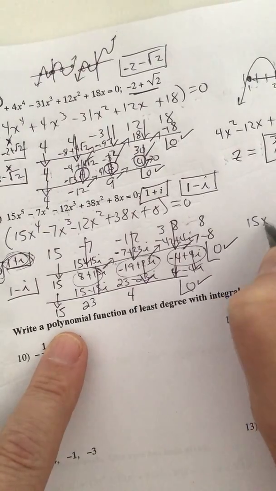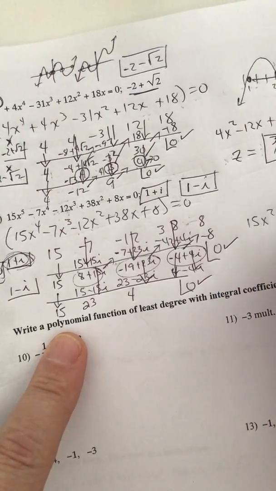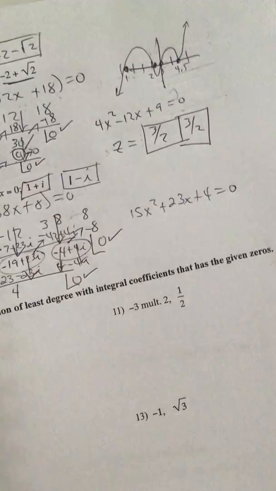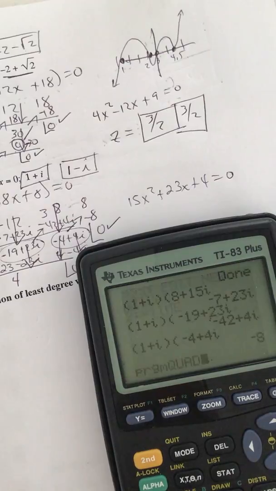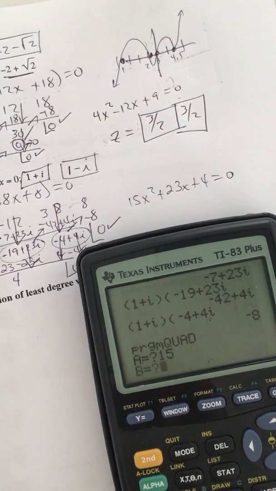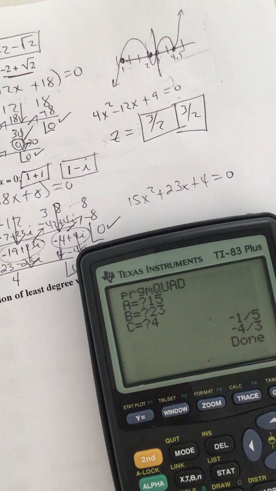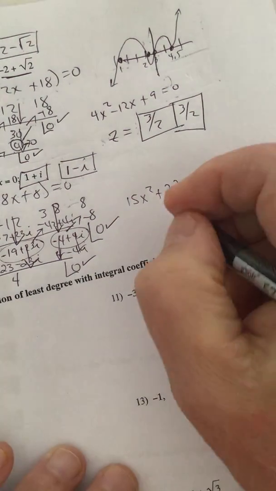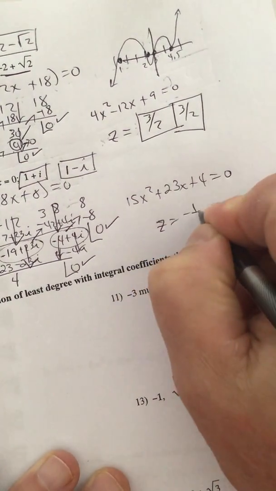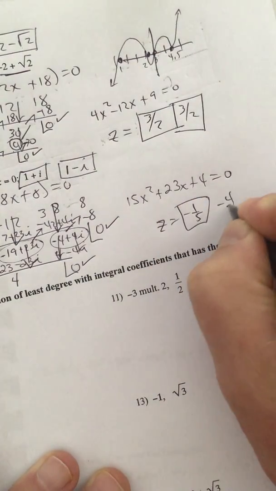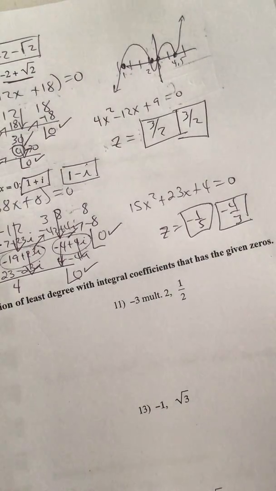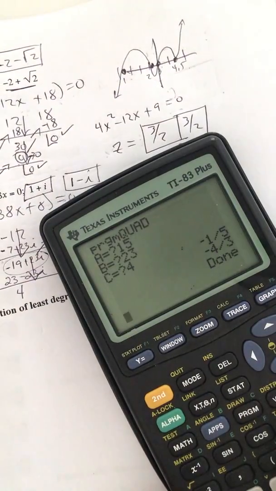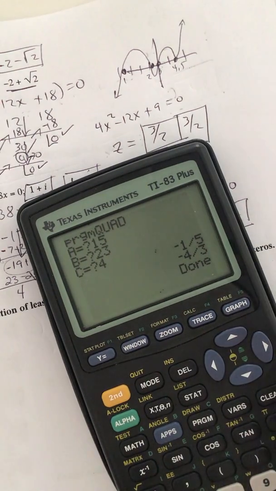So now we have 15x squared plus 23x plus 4 equals 0. We have a quadratic formula that will get that for us. Go to Program, Quad, put in 15, 23, and 4. So negative 1/5 and negative 4/3. Okay, so get a TI-83 and make sure that you have one so that you can use the quadratic formula on it.